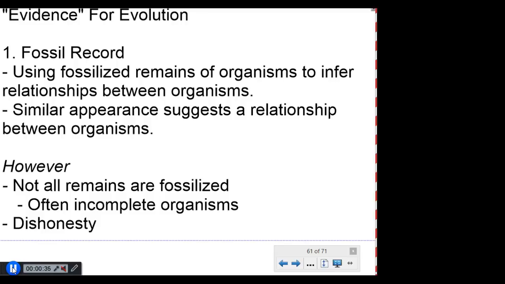The fossil record is looking at the remains of organisms. These are not bone remains. Fossils are different. Do you know how a fossil forms? Okay, so it requires that the skeletal remains, or whatever is left of the organism, is buried very quickly so there's very little decomposition. So that's the first condition.